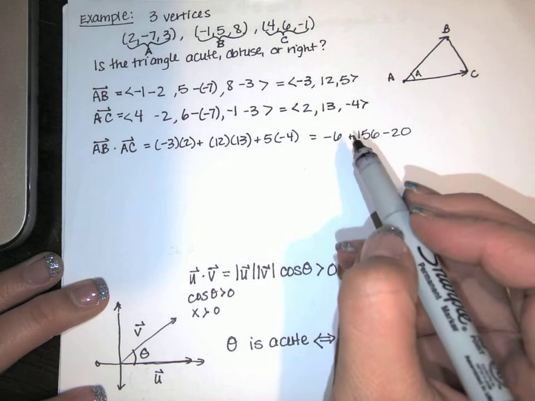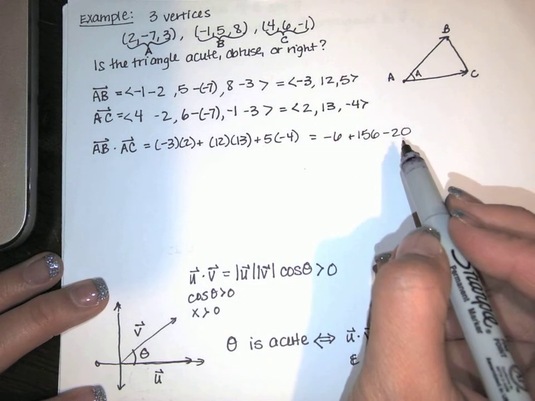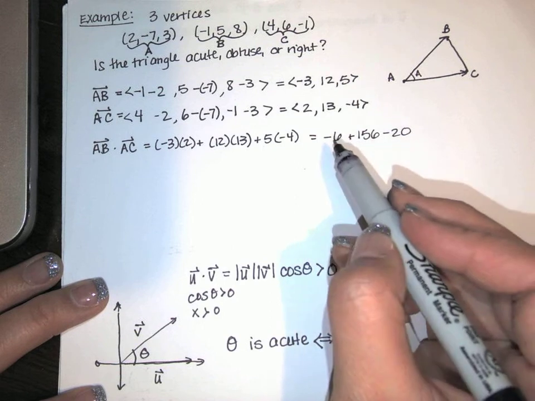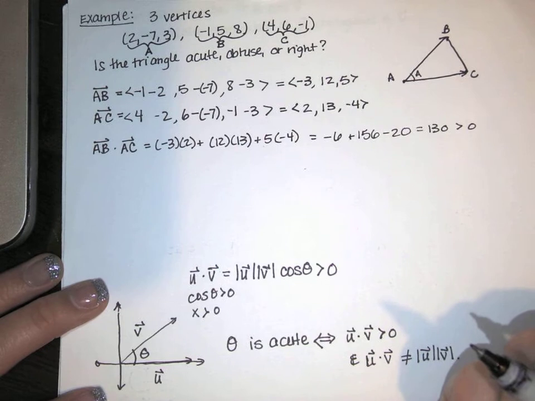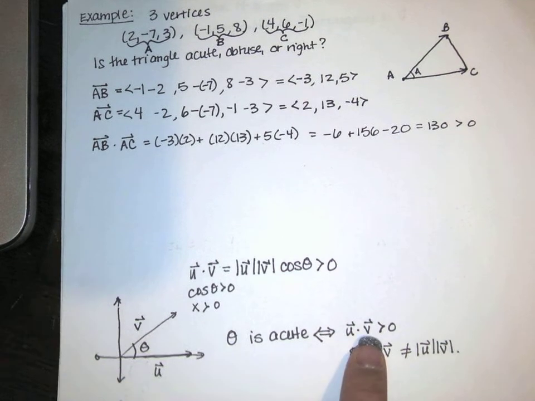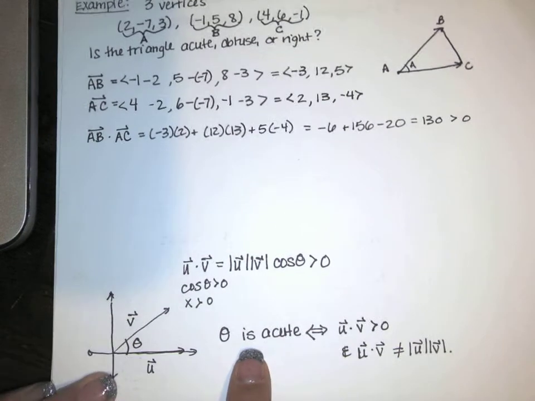Well, I've got 156 minus 20 is 136, 136 minus 6 is 130. It's positive, so what does that tell you? From down here, the dot product's positive, that means the angle is acute.